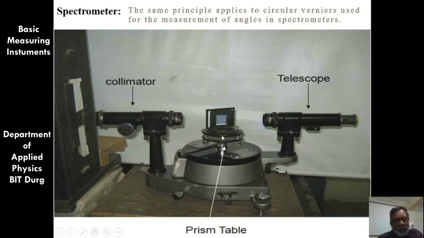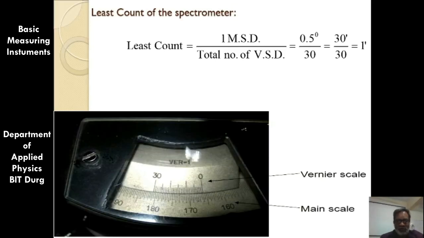So obviously here the separations measured are not linear separations. Instead those separations are angular separations. So this is the instrument for measuring the angular distances, and to measure the angular distance again we are going to use the vernier. So let us see what the vernier of this instrument looks like.